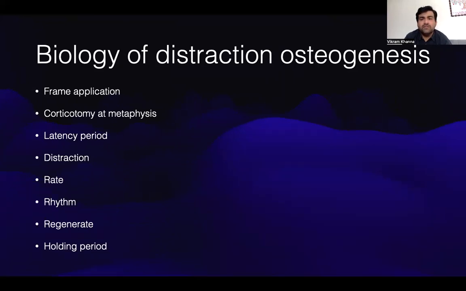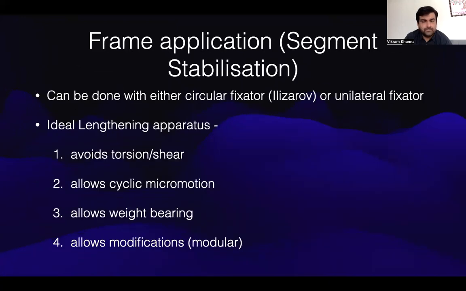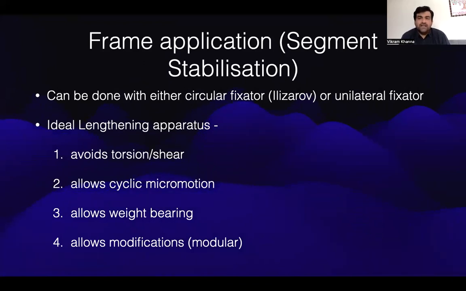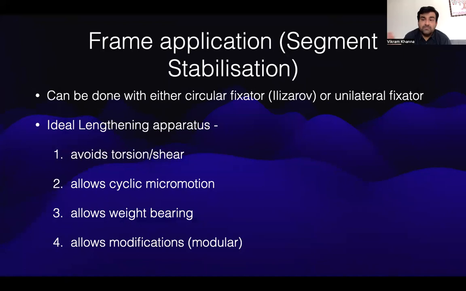Now, coming to the biology of bone distraction, these are the topics on which I'll be talking. So coming to the frame application, it can either be done by the circular or the Ilizarov fixator or the unilateral fixator. So the ideal lengthening apparatus should avoid torsion or shear, allow cyclical micromotion, allow weight bearing, and it should allow modification. It should be very modular.